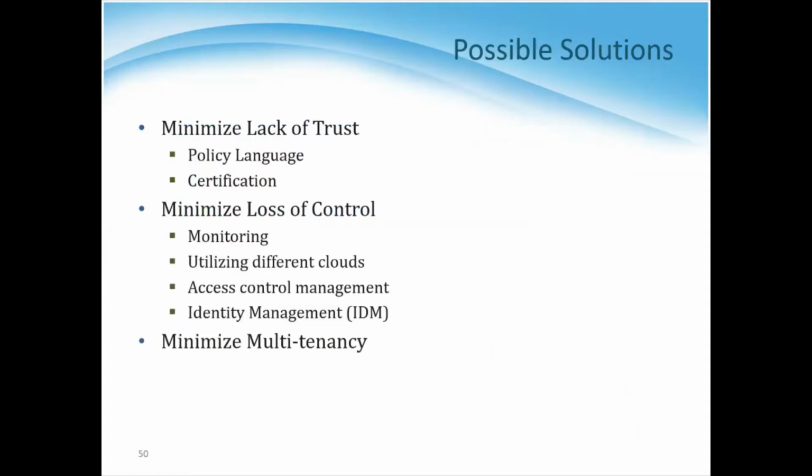So what are the possible solutions to make sure your data is more protected in a cloud environment? Minimize lack of trust, minimize loss of control, and minimize multi-tenancy. Because we all are using common physical infrastructure. You are not using my laptop, I am not using your data. We all are using the common platform Zoom to conduct our meetings. So how much can we minimize this multi-tenancy?